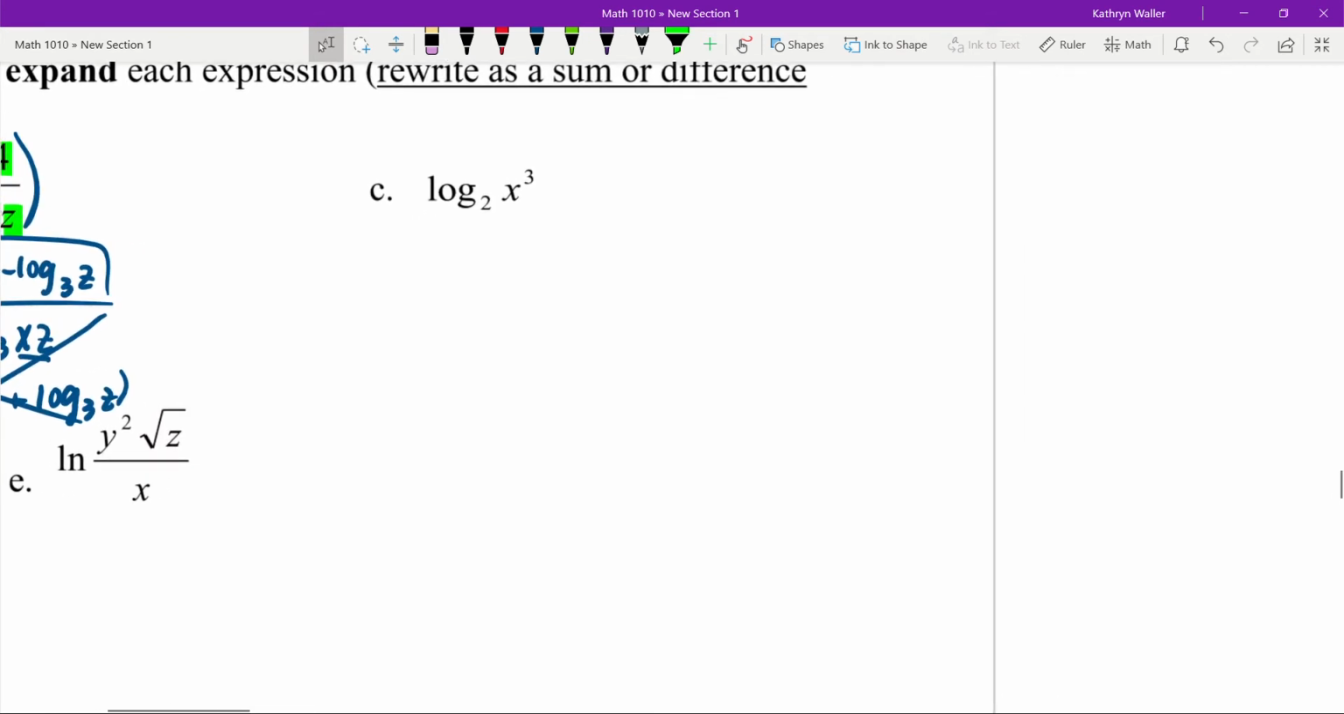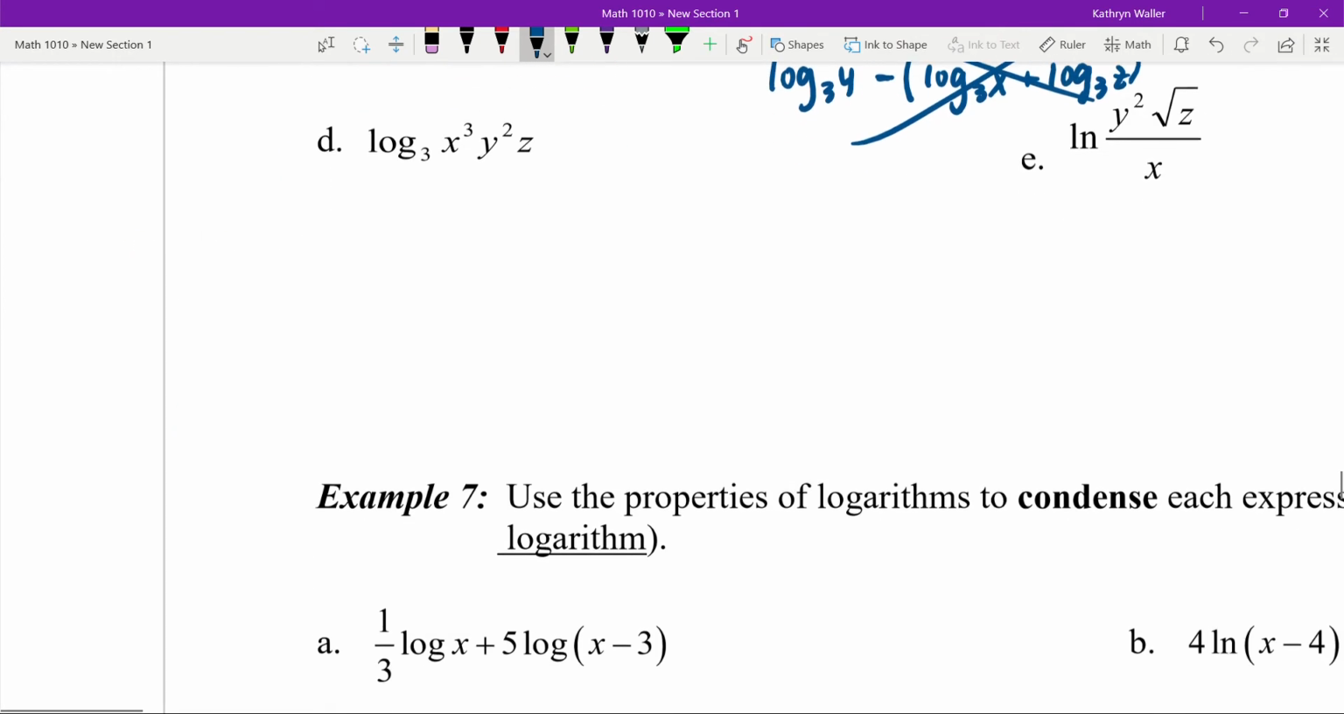Question C. This one's easy. Everybody in the room, you should know this. What do? Pull down the 3. So it's just 3 times log base 2 of x, and you're done. That's it. Okay, here's question D.